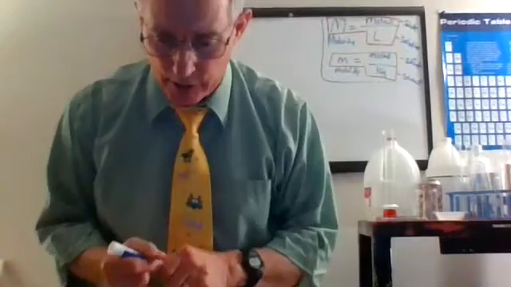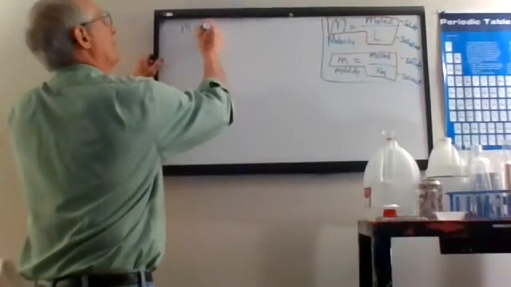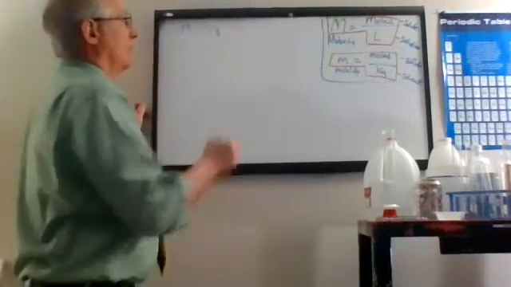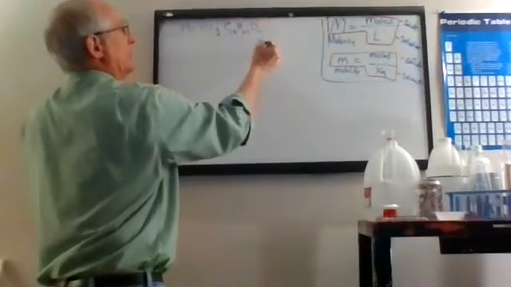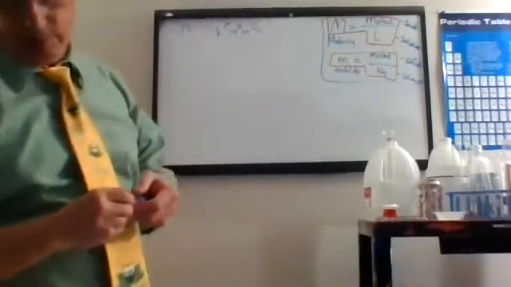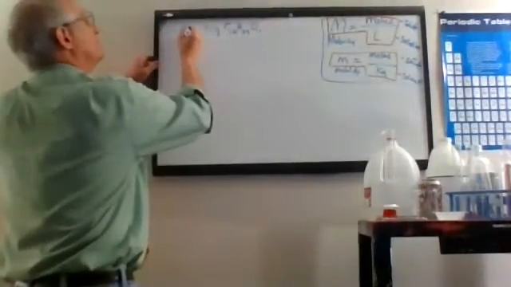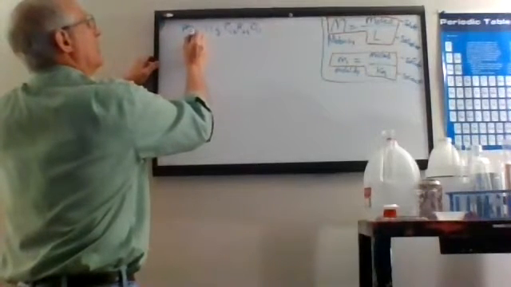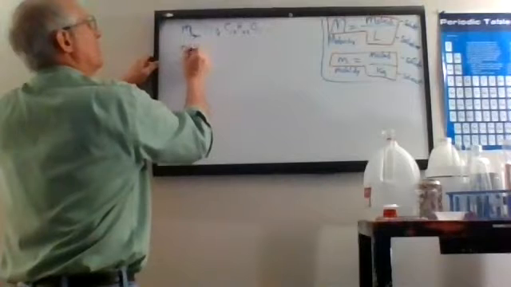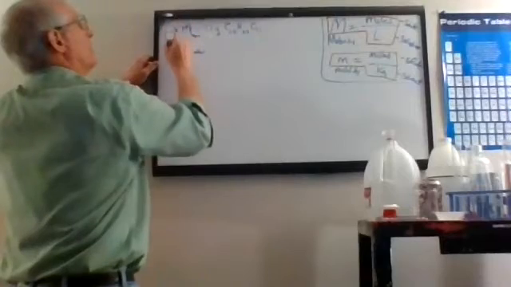Sample problem D: a solution was prepared by dissolving 17.1 grams of table sugar, which is C12H22O11, called sucrose. Can you say sucrose? Okay, in 125 grams of water. So the mass of the sugar and the mass of the water. This is the solute. This is the solvent.